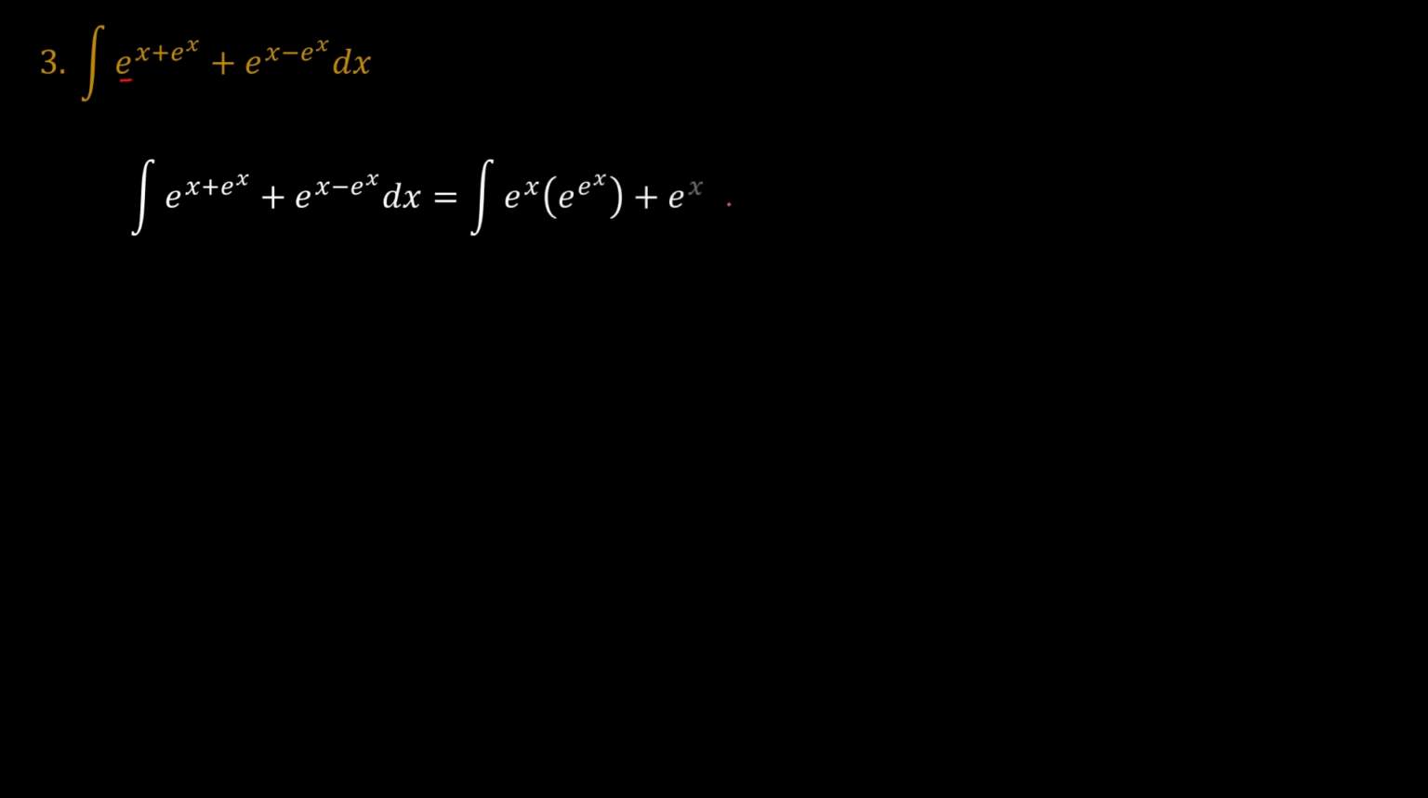Problem number 3, integral of e to the power x plus e to the power x plus e to the power x minus e to the power x. So we can express this as a product of e to the power x times e to the power x. And also this one would be e to the power x times e to the power negative e to the power x. And this is the same as the derivative of e to the power x. And this is the same as the derivative of negative e to the power x.